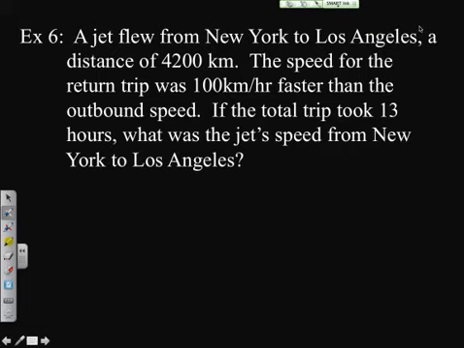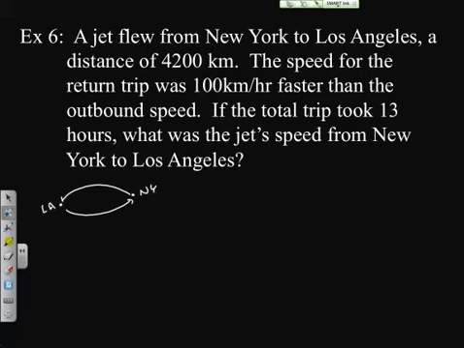A jet flew from New York to Los Angeles, a trip of 4,200 kilometers. The speed for the return trip was 100 kilometers faster than the outbound speed. If the total trip took 13 hours, what was the jet speed from New York to Los Angeles? Okay, so we've got a situation here. We've got New York, we've got LA, and they're traveling here and then back.